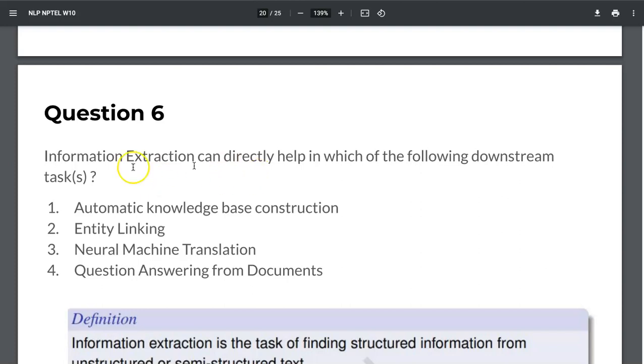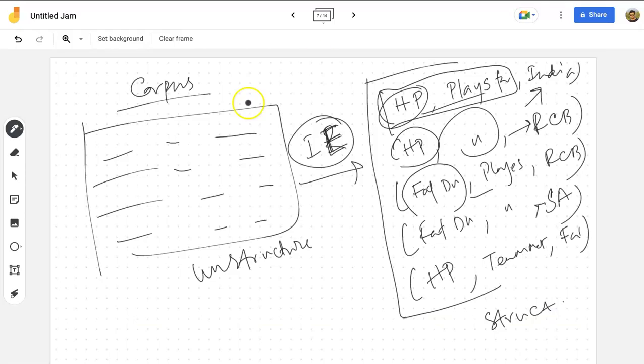Yeah, so if you see what they are asking: for such an information extraction framework, in which of the following downstream tasks will you get help? So automatic knowledge base construction. Yeah, if you see, from this kind of text corpus or unstructured data, you can always build such knowledge bases. So basically, these are the knowledge bases. There will be a subject and an object, and it is connected with some kind of relation. So this can be a knowledge base.